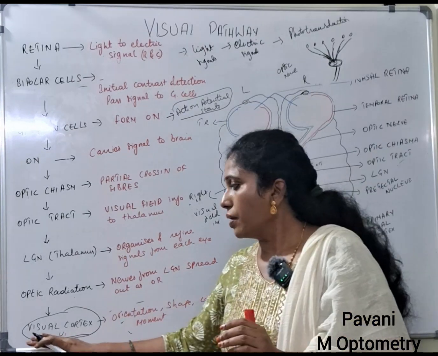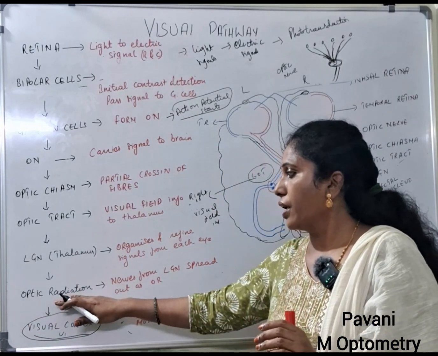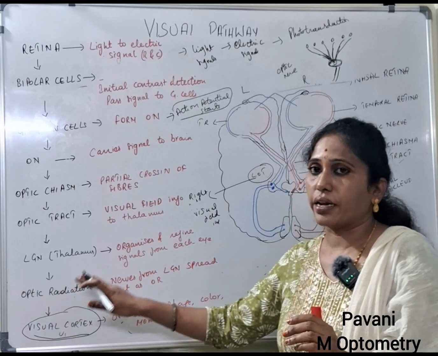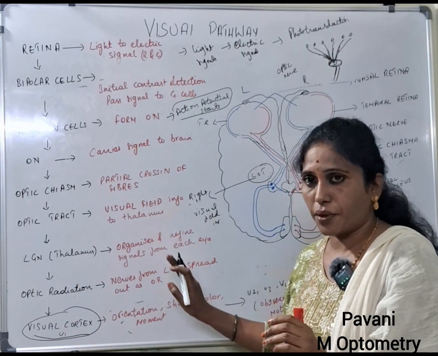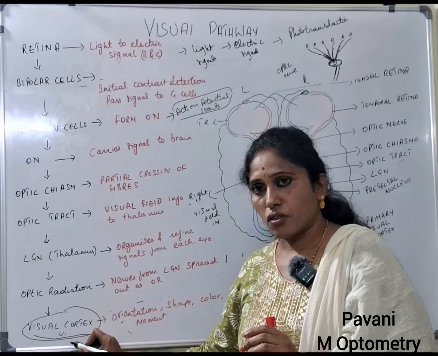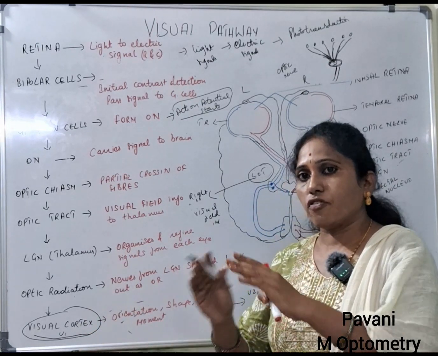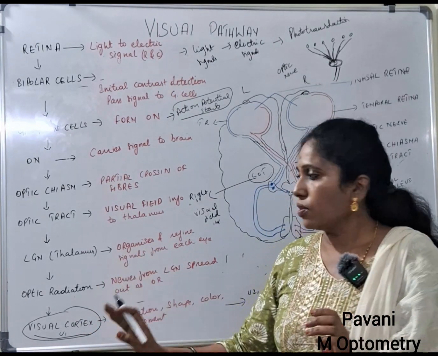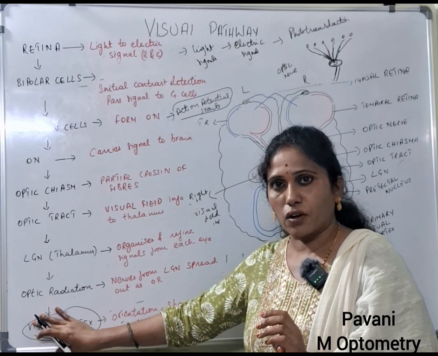Remember, till optic radiation the images coming from the right eye and the images coming from the left eye will be two only, but when it reaches the visual cortex it gives us a single image. So that all happens in the visual cortex.